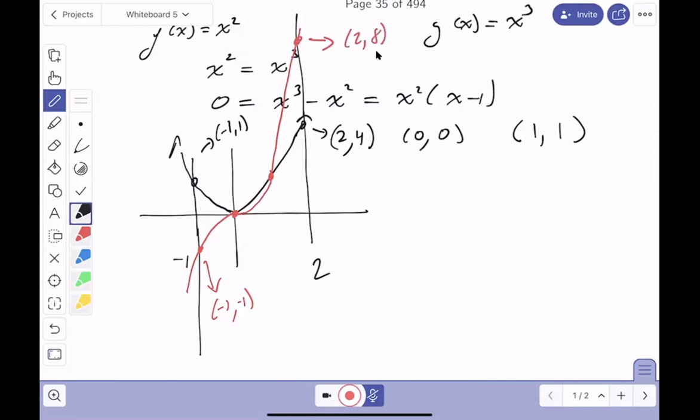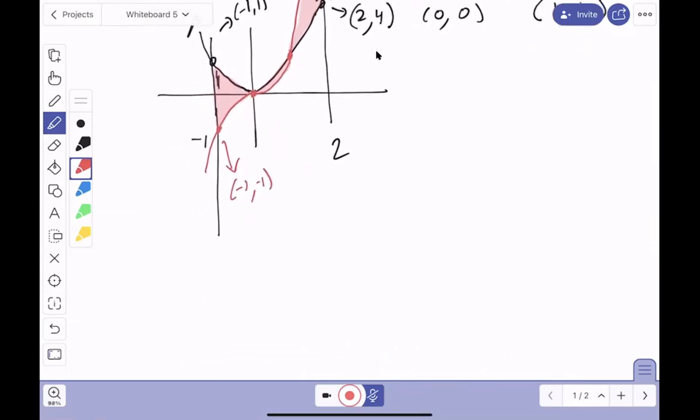Let me do a little shading for you. Oops, sorry, I've got the shader. I've got to do this region, and then this region over here. One region at a time. Let's go for it. First region. Whoops, let's go back to black ink.